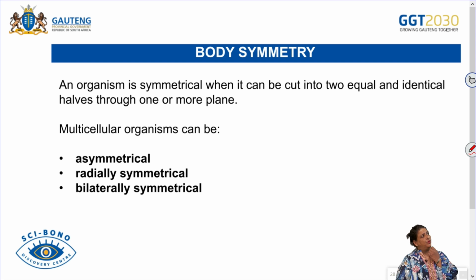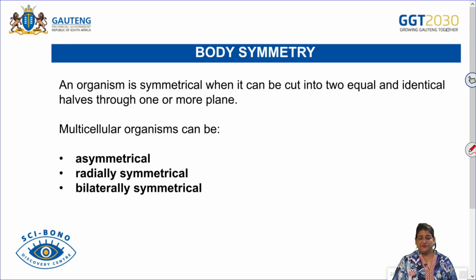We're going to learn about body symmetry, right? An organism is symmetrical when it can be cut into 2 equal and identical halves through one or more planes. So for example now, if I take a pizza, I can cut my pizza in many different ways to get equal parts. I don't have to cut it in just one. I can cut it this way, I can cut it that way, so when I can cut something in any plane to get equal halves, right? That means it's radially symmetrical, like a radius, like a circumference, right?